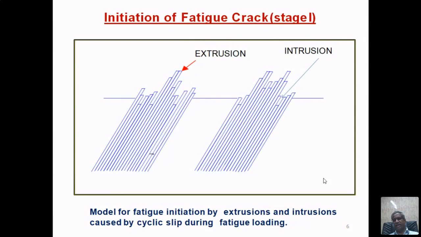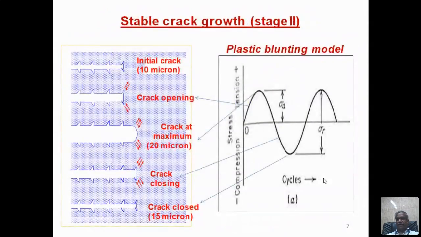Once it is initiated, then it will grow. Don't think that the crack will initiate from only one location. The cracks will initiate from multiple locations. So in fatigue failure you will find multiple cracks, initiated from multiple locations. Right. So the next stage, once the crack is initiated, is that the crack has to grow.